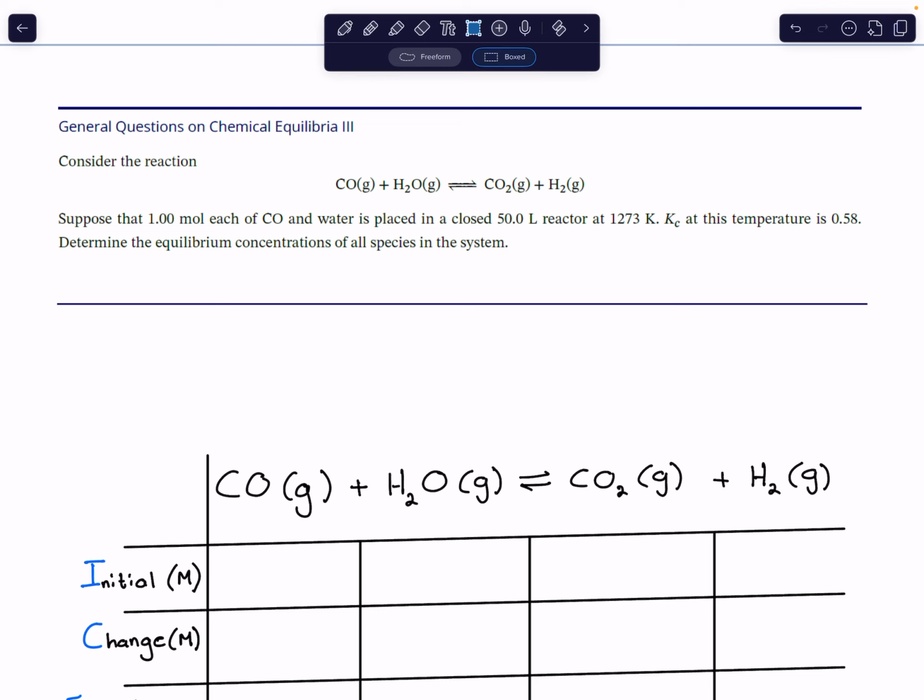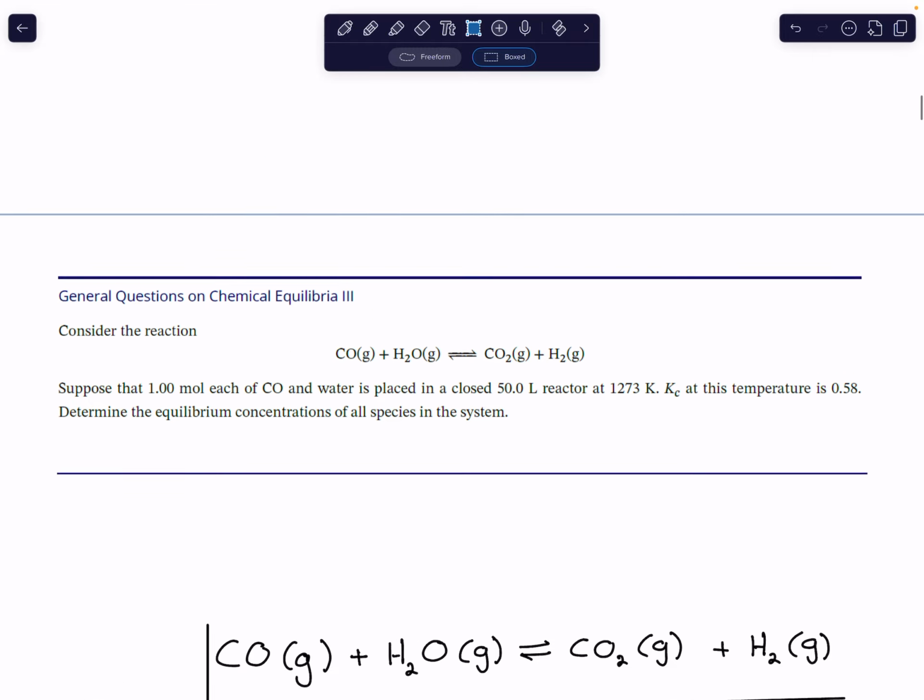So we're told to consider the reaction of carbon monoxide and water vapor, and it forms an equilibrium with carbon dioxide and hydrogen gas. And it says, suppose that 1 mole each of carbon monoxide and water is placed in a closed 50-liter reactor at 1273 Kelvin, and then Kc at this temperature is 0.58. Determine the equilibrium concentrations of all species in the system.